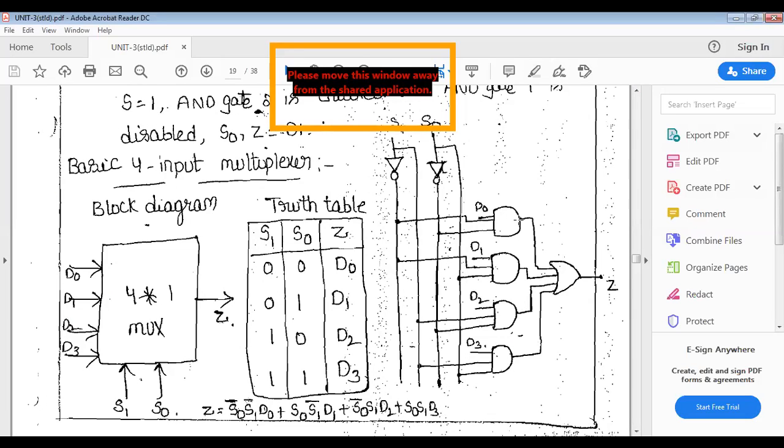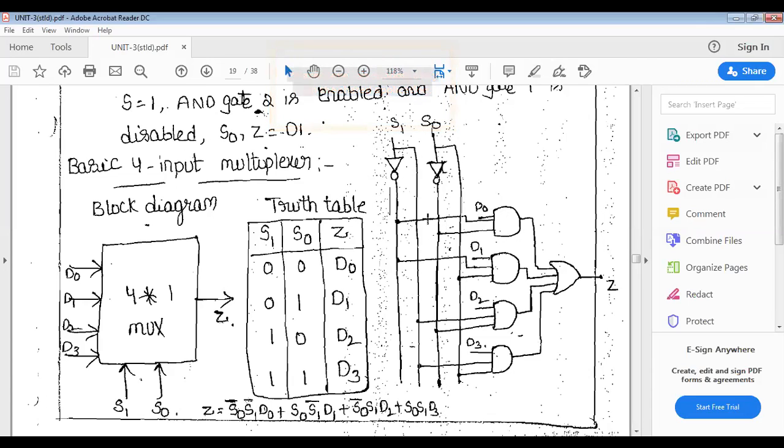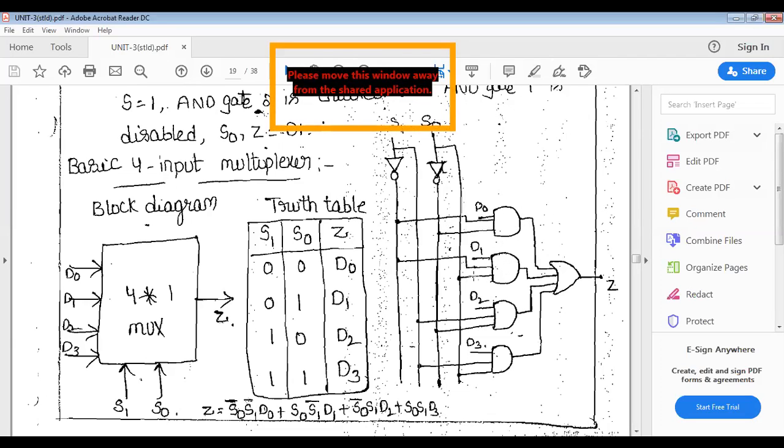The first AND gate has 3 inputs. One is D0. The other 2 inputs, see here: the first term is S0 bar and S1 bar. So S0 bar from the inverter and S1 bar here. These 2 inputs are connected to the first AND gate. And the second AND gate has 3 inputs. One input is D1. The other 2 inputs are S0 and S1 bar. You see S0 from the 4th line connected, and S1 bar, that is the first line.